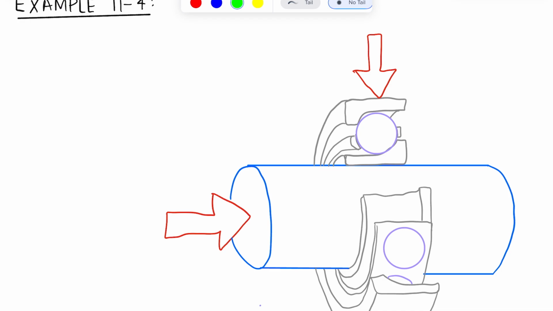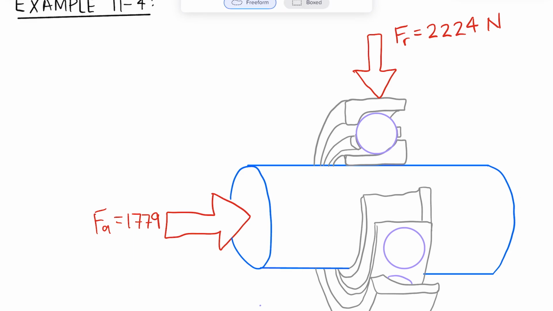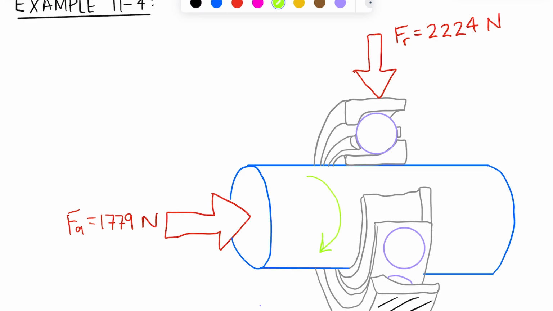So with that, let's add in here some more numbers. This question tells us that our radial load is 2,224 newtons, that our axial load is 1,779 newtons. And we're also told that the outer ring is going to be stationary. So this is going to be fixed, and our inner ring is going to be the one rotating.